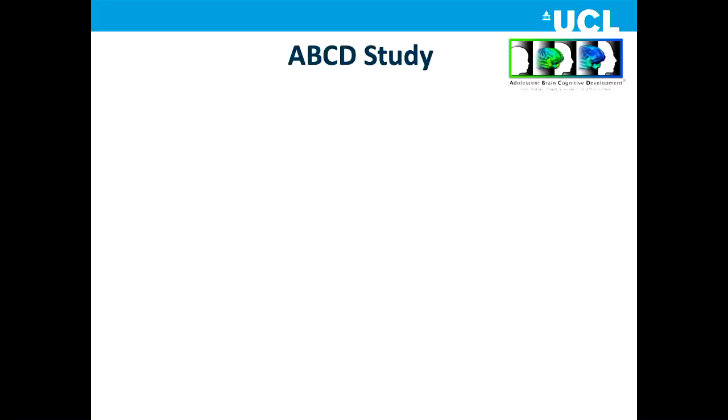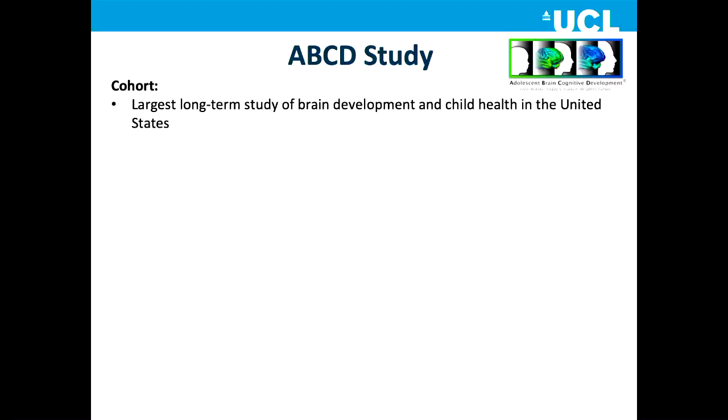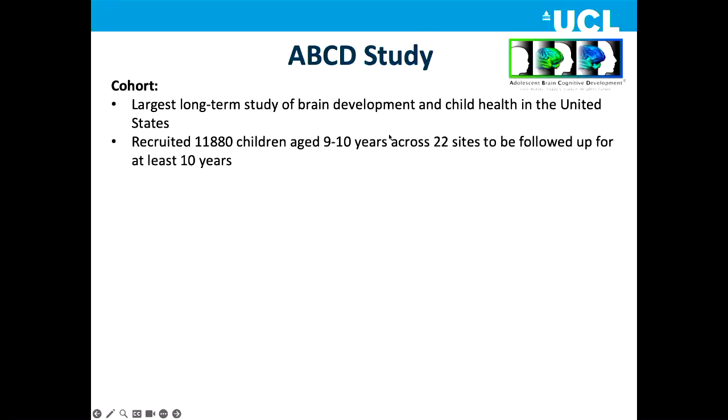To answer this question, we use a sample from the ABCD study, which some of you might be familiar with. This is the largest long-term study of brain development and child health in the US. It has more than 11,000 children, and their age at time point 0, when the study started, was around 9 to 10 years old. The kids will be followed up for at least 10 years. And just to explain the data we used here, after some cleaning of the data, we still had more than 11,000 children.